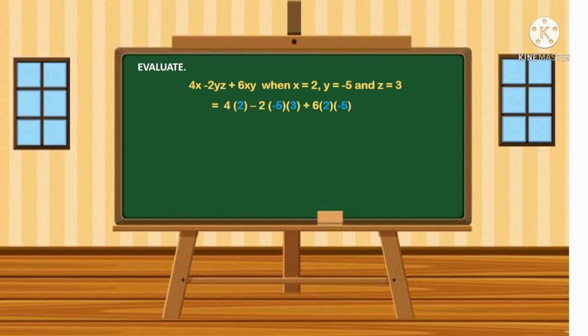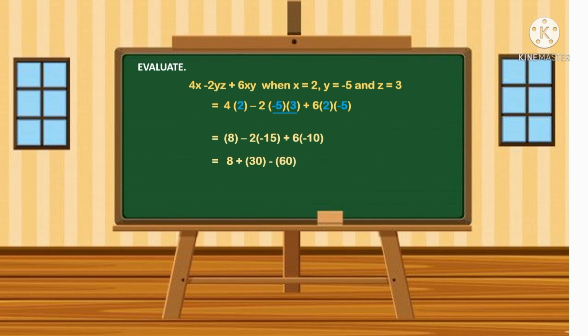The next step is you have to simplify. You can simplify by terms. So 4 times 2 is 8, then solve this one first. Negative 5 times 3 becomes negative 15. So the remaining is the negative 2, plus 6 times 2 times negative 5 becomes negative 10 because it has a different sign.